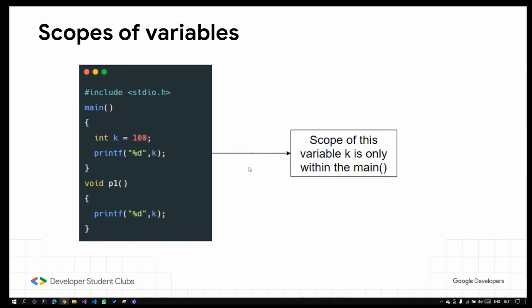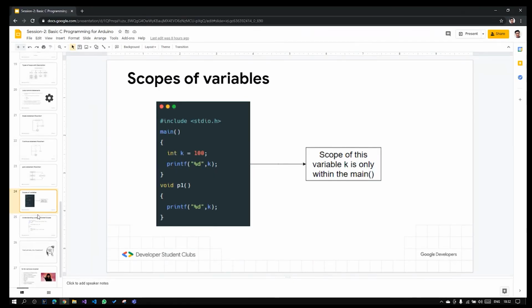So for example, when you take this code snippet, we can see that there is an integer k which is being initialized here, and that value is being set to 100, and basically that value is being printed over here. And then there is a function called void p1, and here the value of k is printed, but in this particular case, the value of k would not be printed because the scope of this variable k is only inside the main function, and the scope of variable k is not present here. So you will not be able to access this particular variable k outside this function. So that's the meaning of this code snippet.